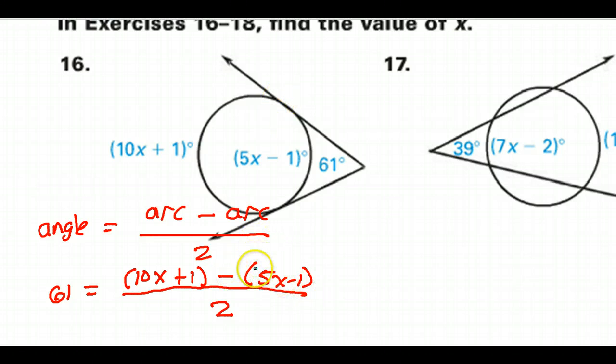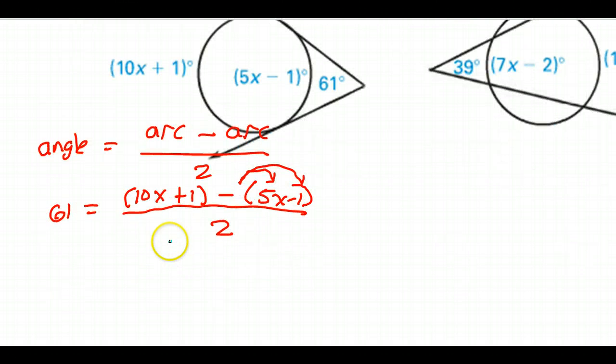Here's one thing you have to be careful of. Notice how I put these quantities in parentheses. Anytime you have a binomial or something like this, you should put it in parentheses because you have to remember to distribute this negative sign. So this is going to be like this. So we'll have 61. You know what? Let's go ahead and multiply by 2. Let's get rid of this fraction.